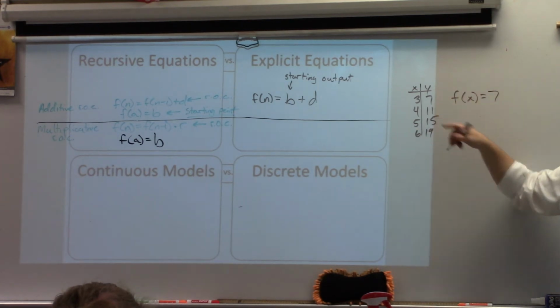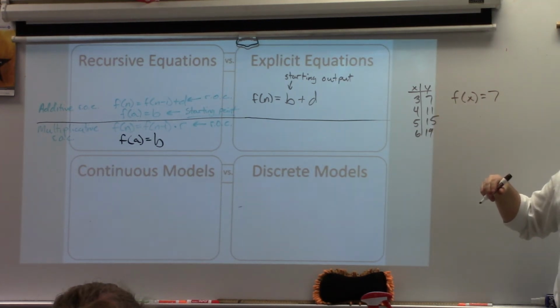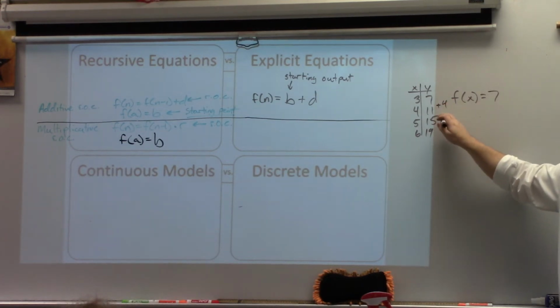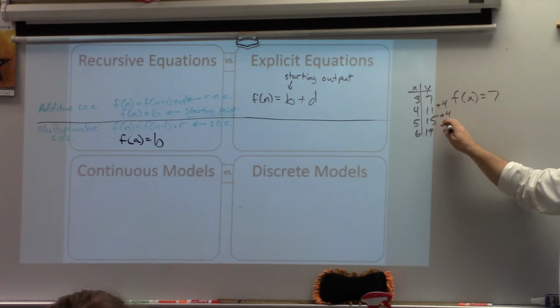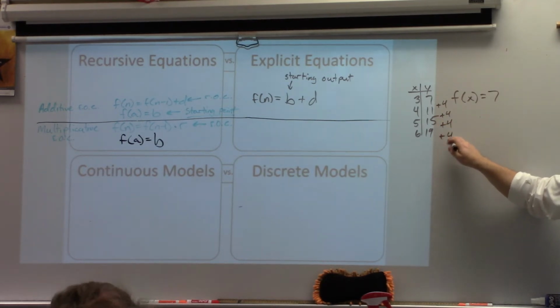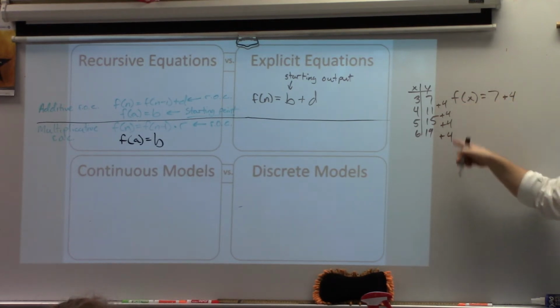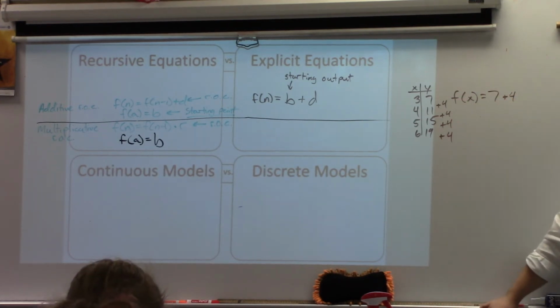How much are we adding by here? 4. And here? 4. And here? 4. And even into the future, I'm going to keep adding 4. But first off, notice how we're repeatedly adding? So it would be x, or n in that case, n minus 1.